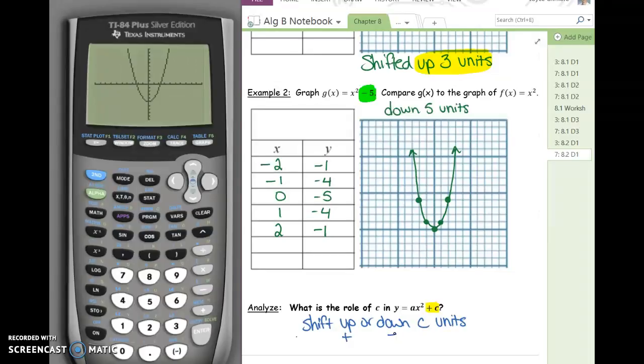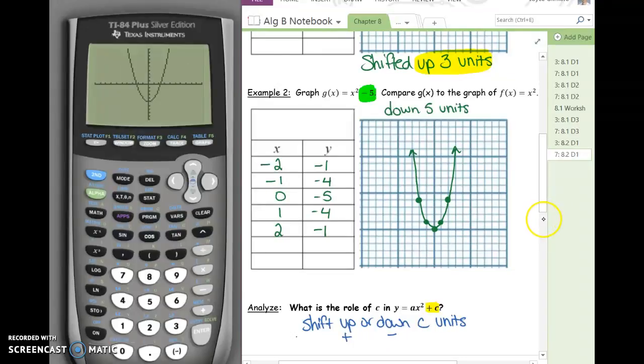Okay, on the front side of the notes, the only thing in that equation was the plus 3 or the minus 5. So turn the page, and before we plug it into the calculator, we're going to try to combine what we learned yesterday with what we learned today to make a prediction about what we think the graph is going to look like.